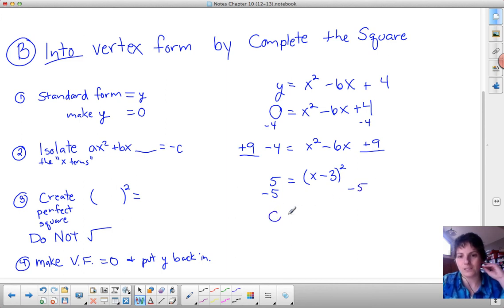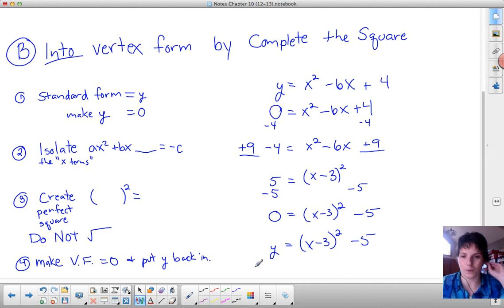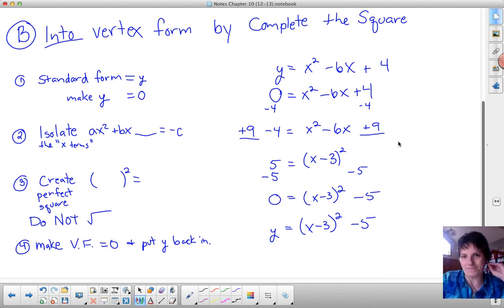So we now have 0 equals x minus 3, the quantity squared, minus 5. And then the 0 comes out and the y goes back in. Y equals the quantity x minus 3 squared minus 5. And that is how you change from standard form into vertex form. So from standard into vertex. I'll give you one to try.